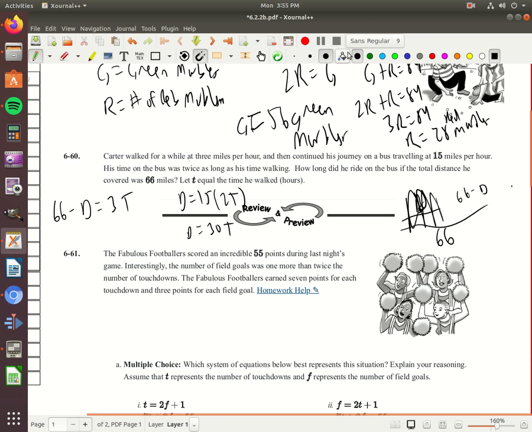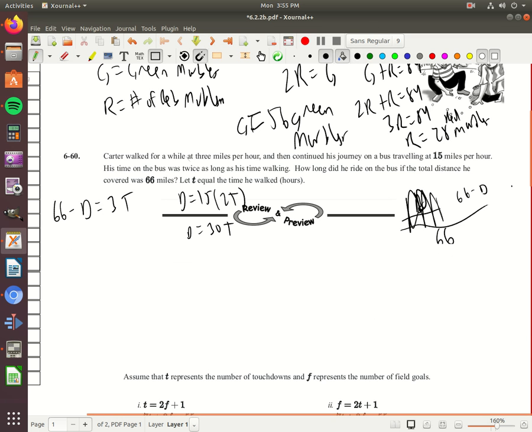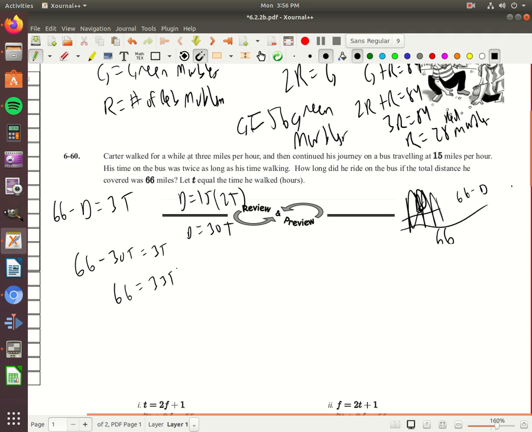Let me go ahead and clear up some room here. I know that these can be a little bit tricky, so as always, if you get confused on a question, feel free to reach out and discuss it. But I want to go over here and just replace D with 30t. I'll add 30t to both sides, so 66 equals 33t. So 2 equals t. So 2 hours.